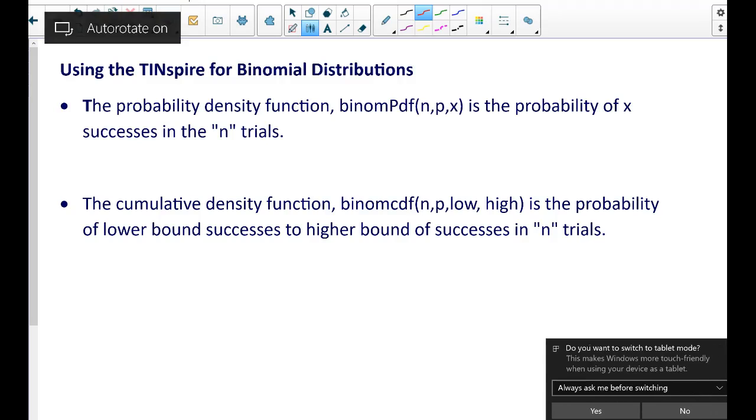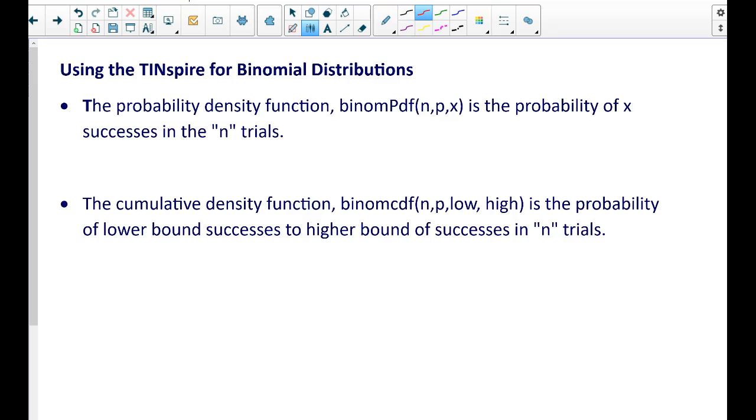Hello, I'd like to show you how we can use the calculator in an easier fashion. There are two functions on the Inspire calculator to help us handle binomial distributions. One is called the binomial PDF, and we use that when we have an exact case. The parameters are n, the fixed number of trials, p, the probability of success, and x and k are really the same thing, which you want to see.